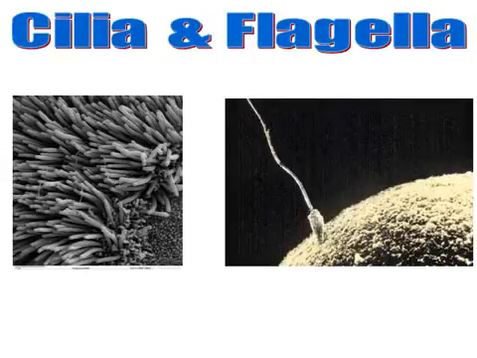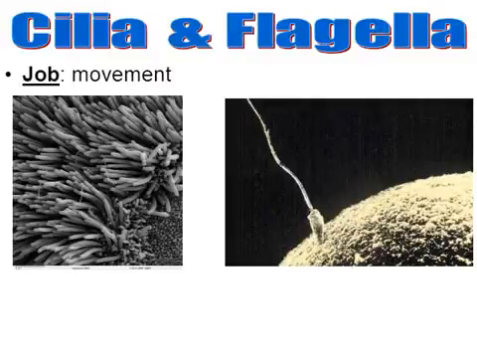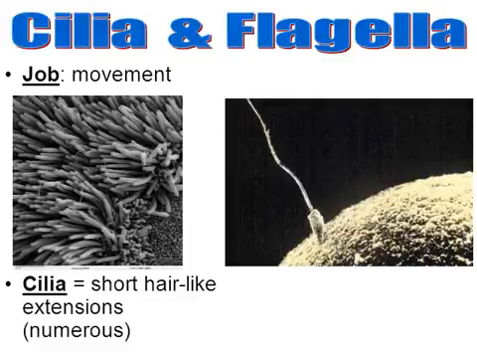A couple other cell parts I want to mention are used in movement, and that's the job of cilia and flagella. Now, not all cells move, so not all cells have cilia and flagella. But if cells move, they probably have either cilia or flagella. So the picture on the left shows the cilia, short hair-like extensions. There's numerous, hundreds and thousands of them per cell. Way too many to count. Very short, stubby, almost look like eyelashes.